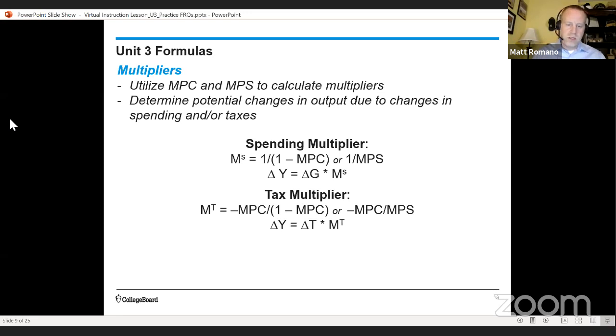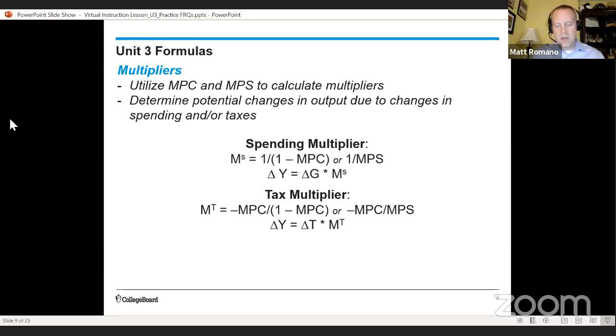Note that it's a negative number because increases in taxes are going to reduce disposable income. They're going to reduce spending. So they're going to work in opposite directions. We have this inverse relationship, and that's what that negative number is going to indicate. Note that it's always a smaller number. The tax multiplier is always less than the spending multiplier. Through this equation, it's actually 1 less in magnitude and negative. That's always the case. That could be important on an FRQ. It could be important on an FRQ today that we practice.